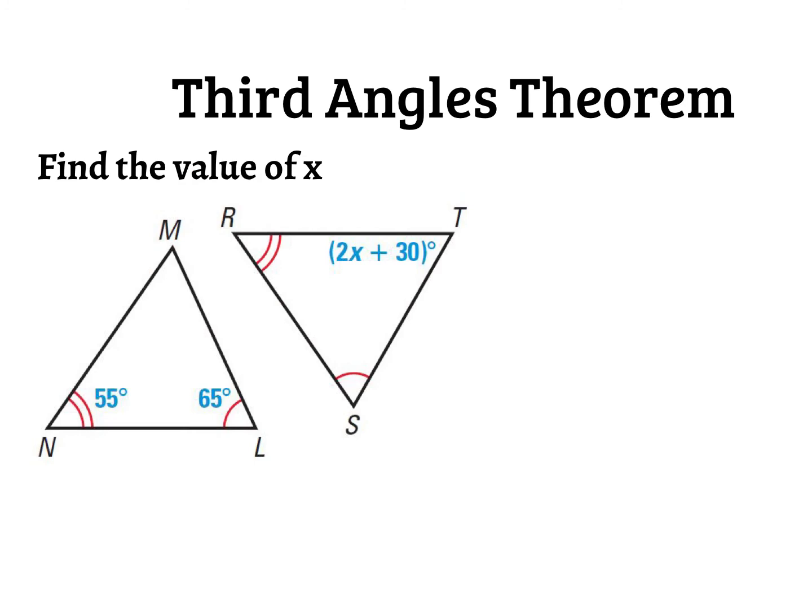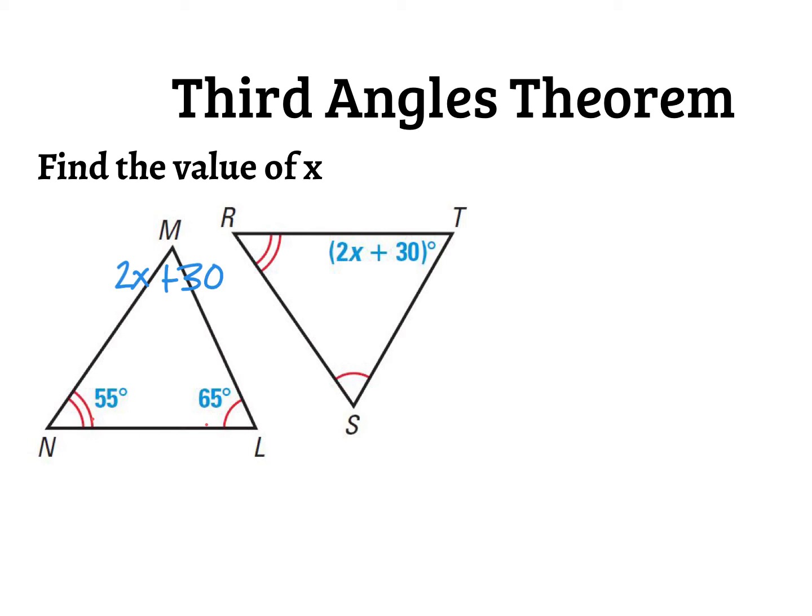And that's what we can do here. I know that these two angles are the same. Angle N and L is congruent to R and S. So what can I assume of M and T? Whatever angle is left over can also be assumed to be the same. So I'm going to copy this angle over here, and I'm going to label it as 2x plus 30. The third angle should also be congruent.